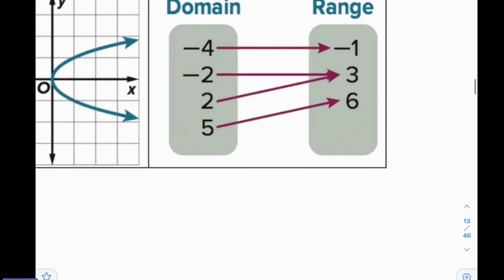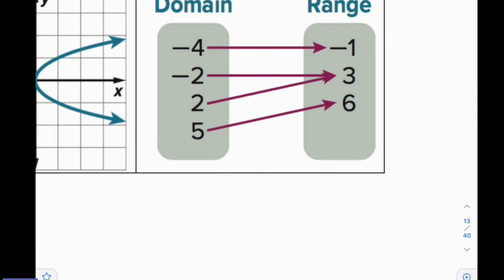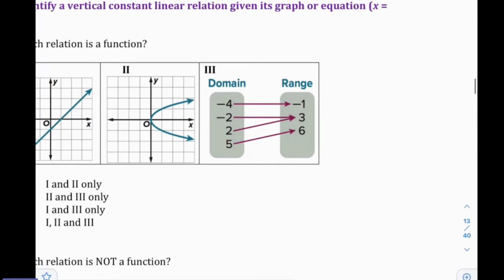Now, I start with this one. Is this a function? It's very clear here that each element is paired once, so there is nothing wrong with that. Yes, I know that -2 and 2 both share the output 3, but there is no problem about that. This is a function since each element in X is paired once. So yes, this is a function.